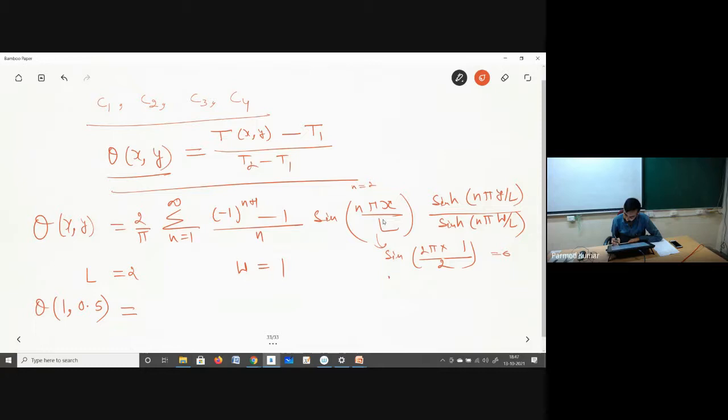Both are 0. Again 0. So for all the even values of n, this is becoming 0. So it means if I have to use 5 non-zero terms, I have to include how many values? 1, 3, 5, 7, and 9. Correct?